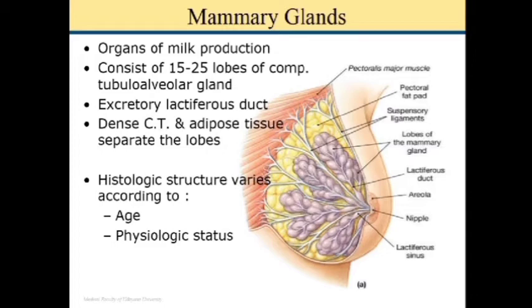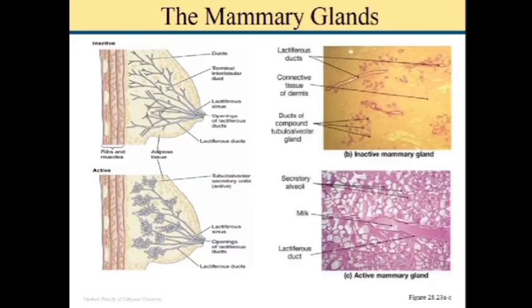If we talk about the ducts of the mammary glands, each lobe of the mammary gland has its own main duct, that is the lactiferous duct, that opens at the nipple, and just beneath the nipple, each lactiferous duct has a small dilatation which is called the lactiferous sinus. These are the lactiferous sinuses, you can see, and these are the openings of the lactiferous ducts.